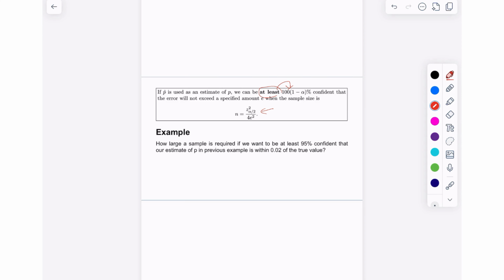So by using the previous example, okay, how large a sample is required if you want to be at least 95% confident that the estimate of P in the previous example is within 0.02. So the same thing, you can find the sample size. So n equals 1.96 square divided by 4, 0.02 square. Okay, so you can calculate this one. It will be equal to 2401. Okay, so the sample size is 2401.